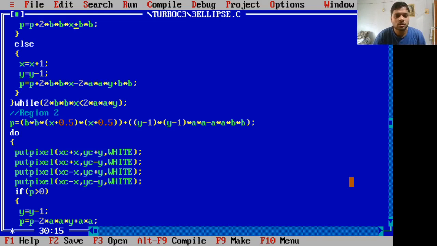I hope this has been understood. We have seen the midpoint ellipse algorithm, the midpoint circle algorithm, Bresenham circle algorithm, Bresenham line, and DDA line. I hope everything is understood well.